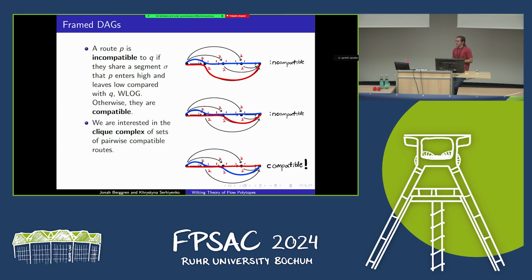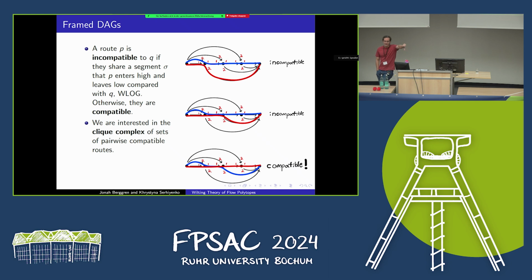So I'm going to explain what this is using these examples on the right. So here, these 2 routes are not compatible. They are incompatible because they share this vertex here. They share this little subpath. But the blue one enters with a big number compared with the red. The blue enters with a 2 and the red with a 1. And the blue leaves with a smaller number than red. So they're kind of getting crossed up relative to each other along this vertex. The blue enters high and leaves low, and that's bad.